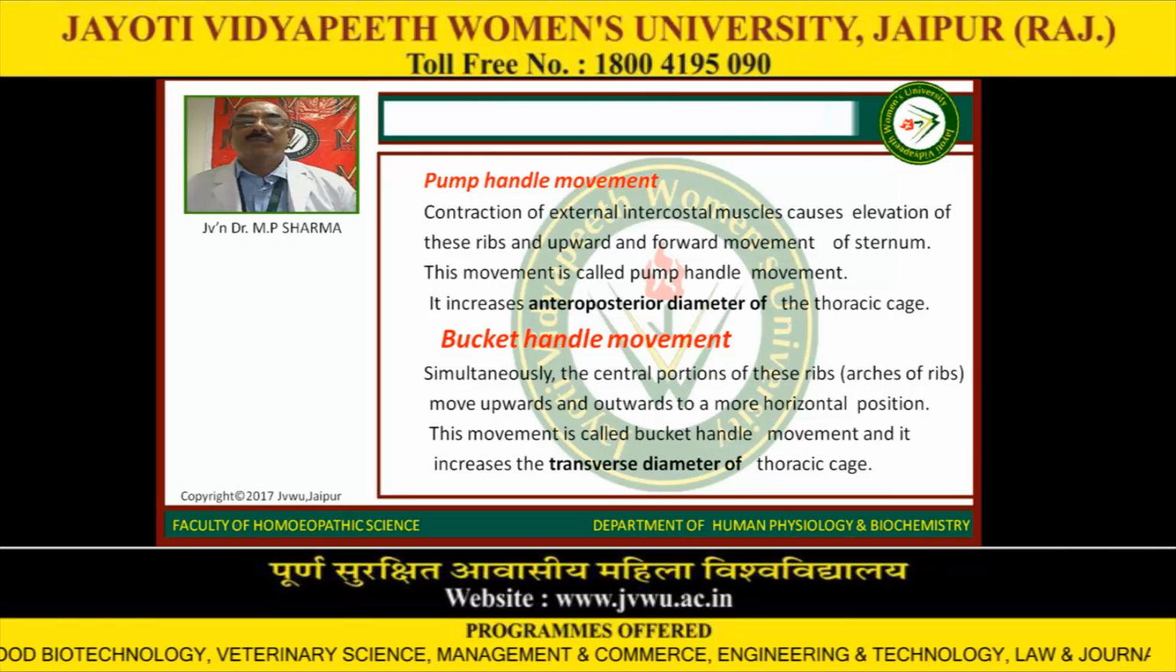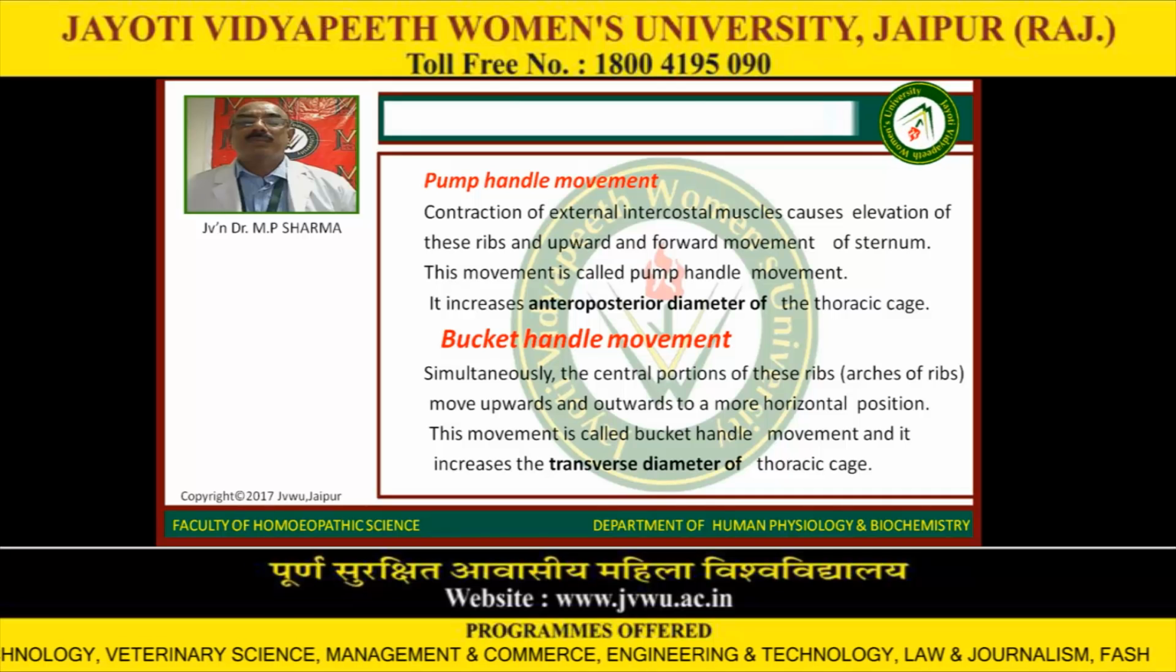Now, pump handle movement. Contraction of the external intercostal muscles causes the elevation of the ribs and upward and forward movement of the sternum, and this movement is called pump handle movement. It increases the anterior-posterior diameter of the thoracic cage.